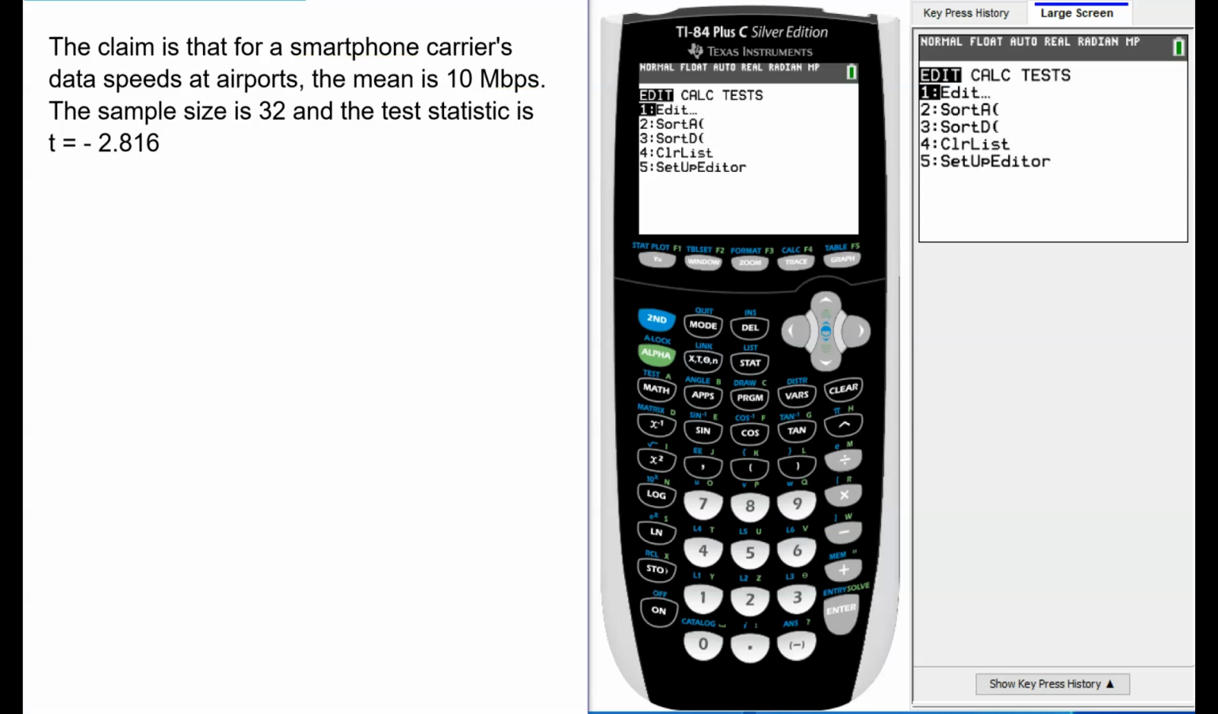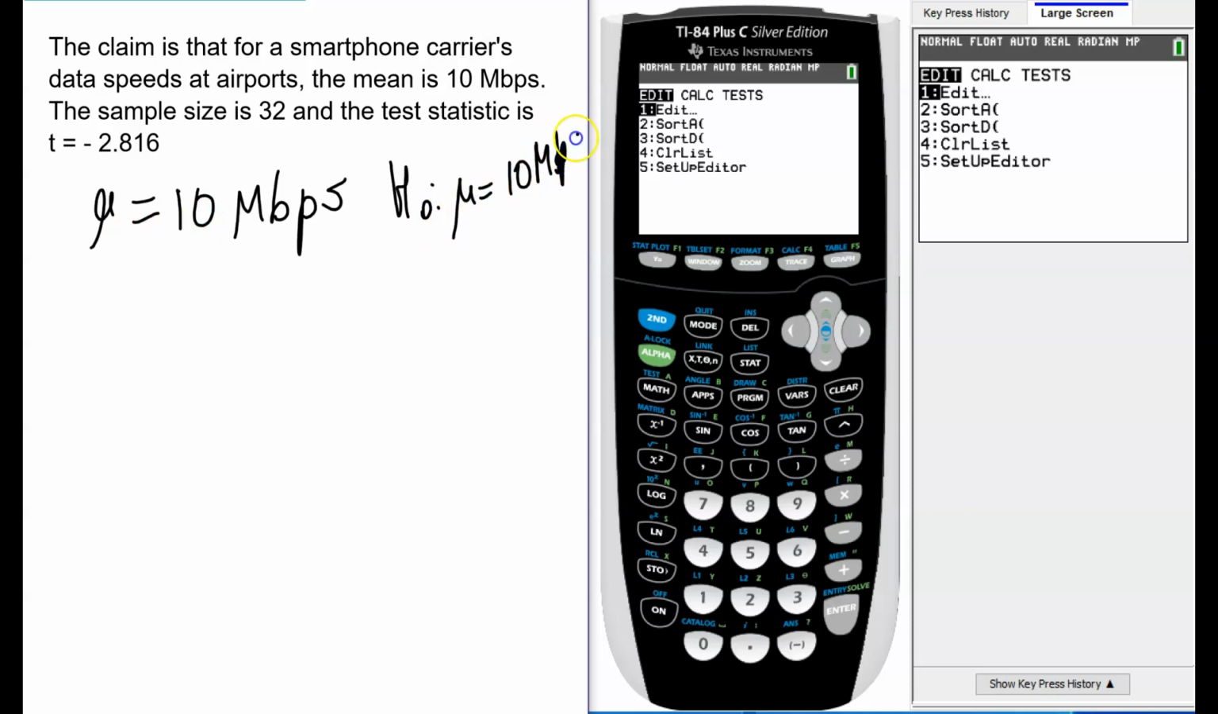The claim is that mu is equal to 10 megabytes per second. So this will be our null hypothesis, since it has the equal sign. Mu is equal to 10 megabytes per second.